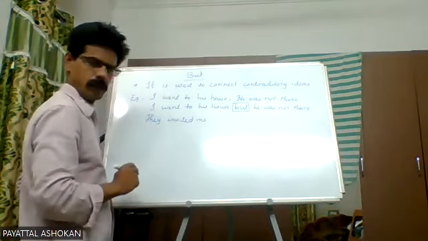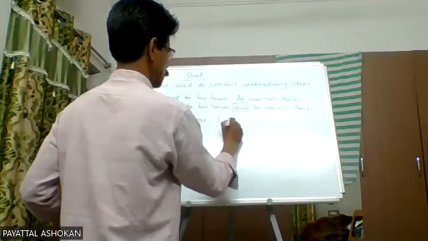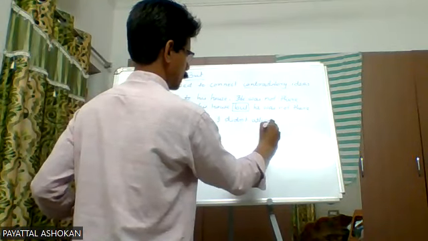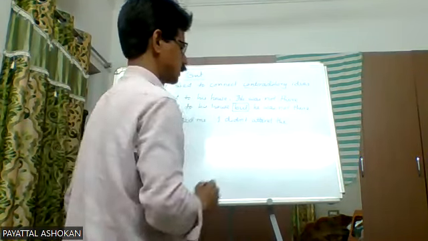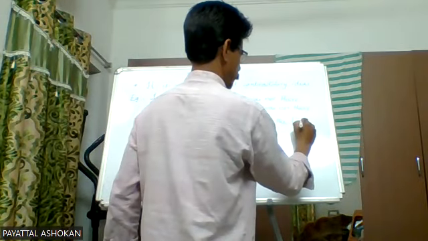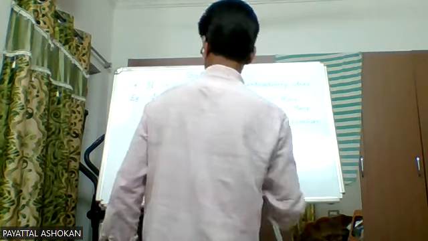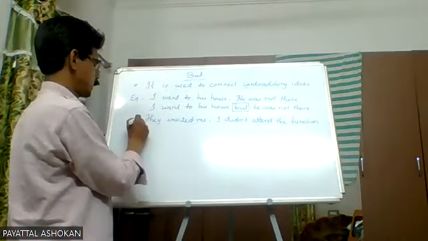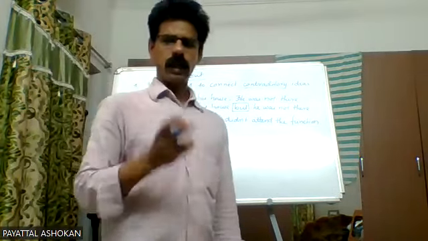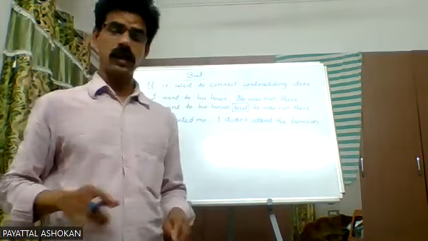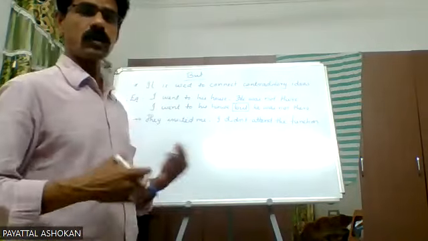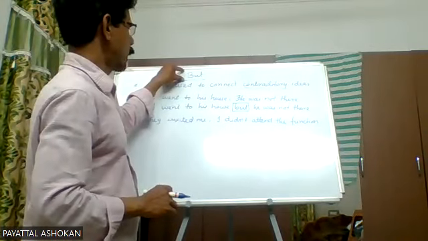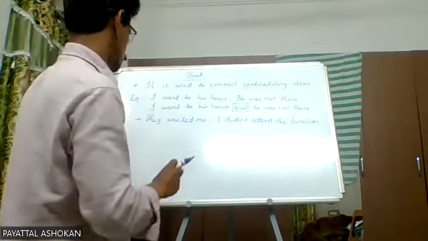They invited me. I didn't attend the function. Here, they invited me. Actually, when they invited me, I must attend the function. But they invited me, I couldn't attend the function. So both opposite things happened. Whenever opposite ideas are connected, "and" cannot be used; "but" is the right connection.